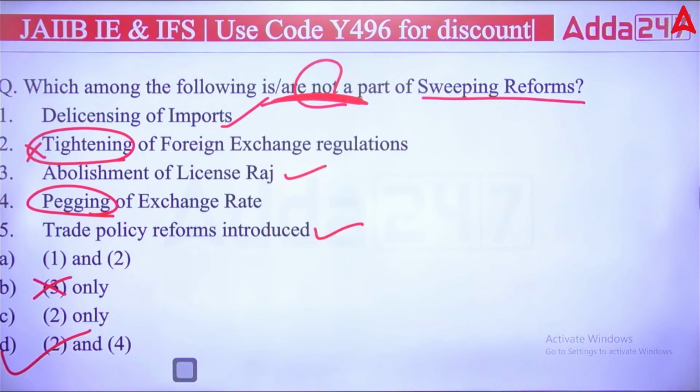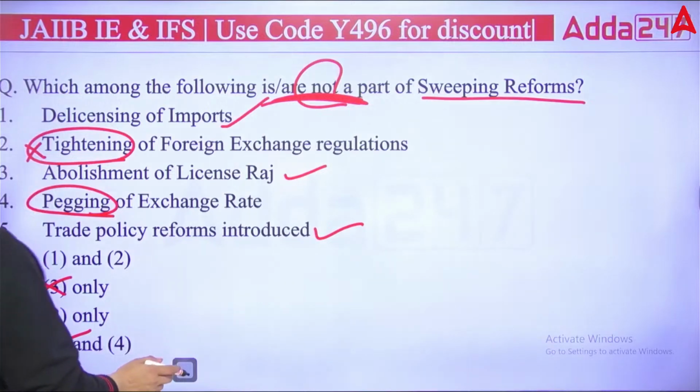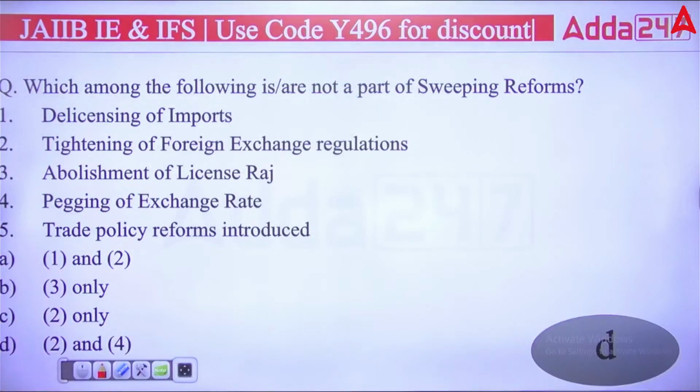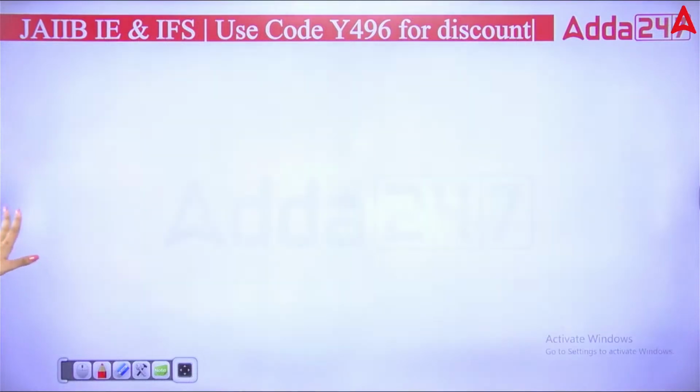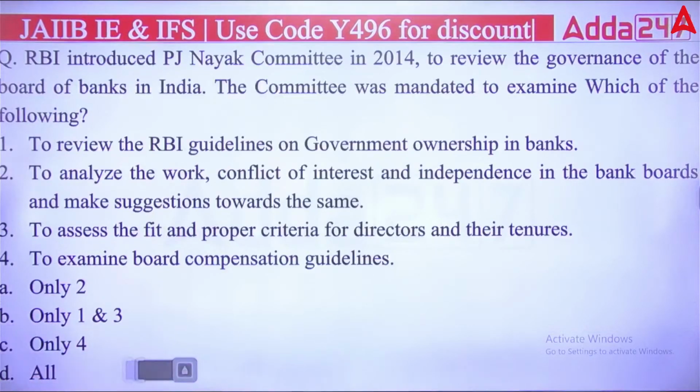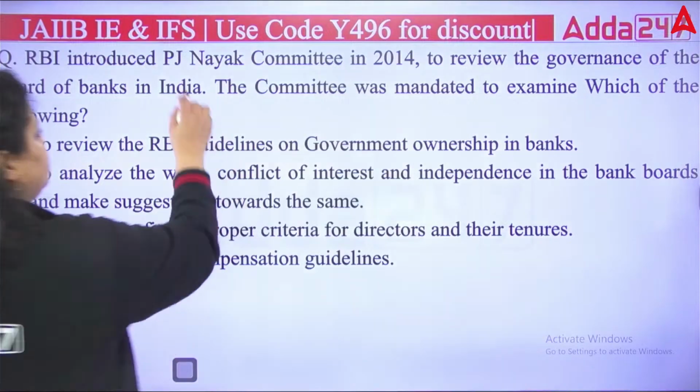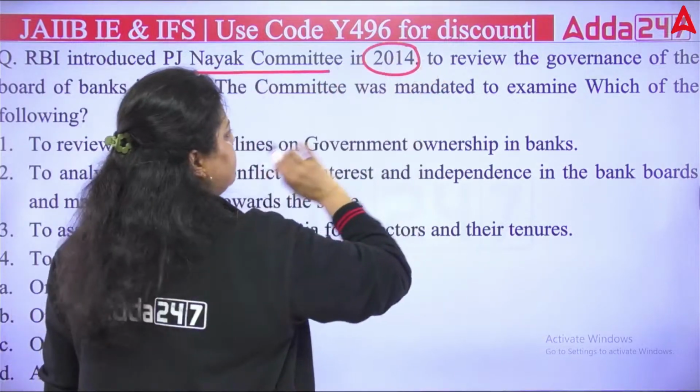So second and fourth, these are the 2 points which are not a part of your sweeping reforms. So remember, all of the above are correct except second and fourth, because in second it should be ease of foreign exchange regulation, and in case of fourth, it should be unpegged exchange rate. So the right answer will be D. Second and fourth is incorrect. Clear?